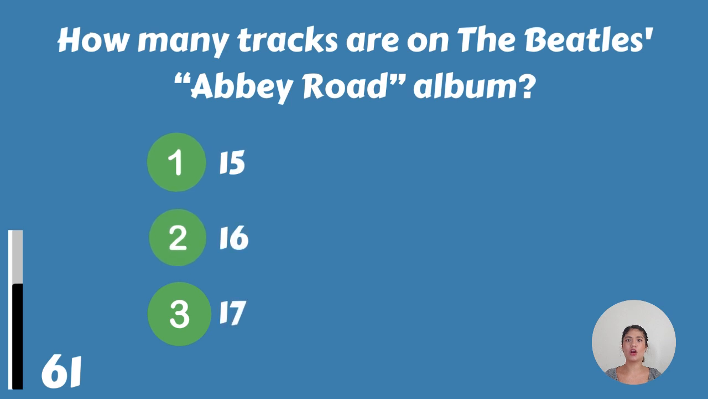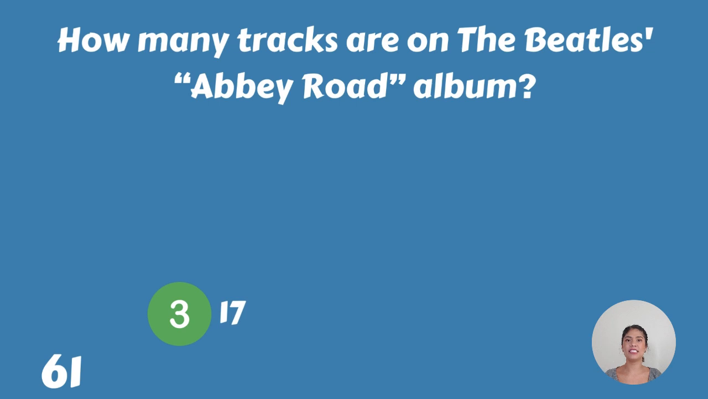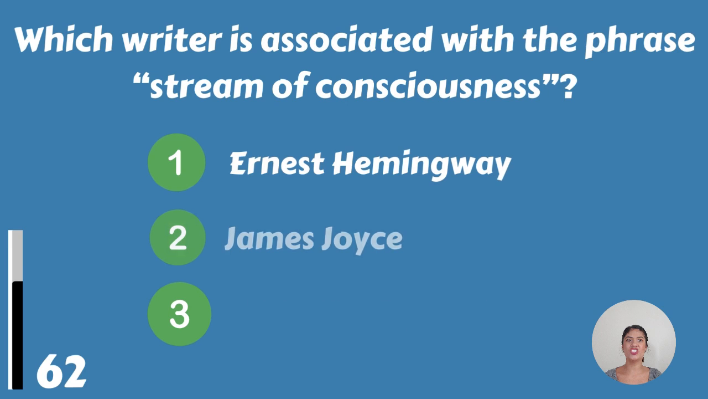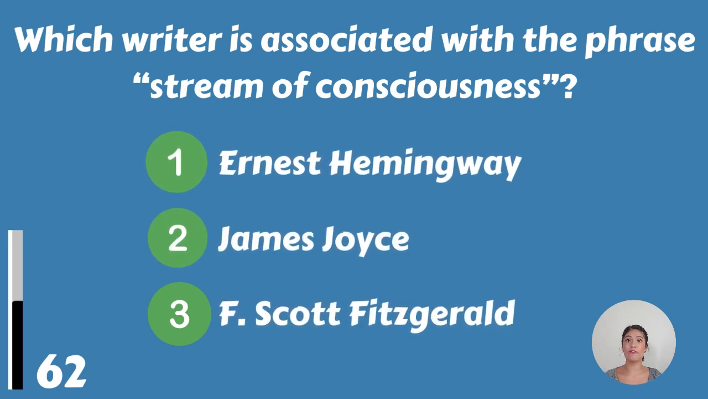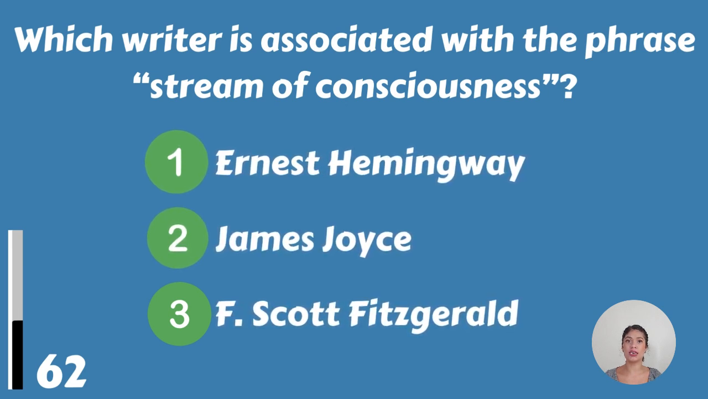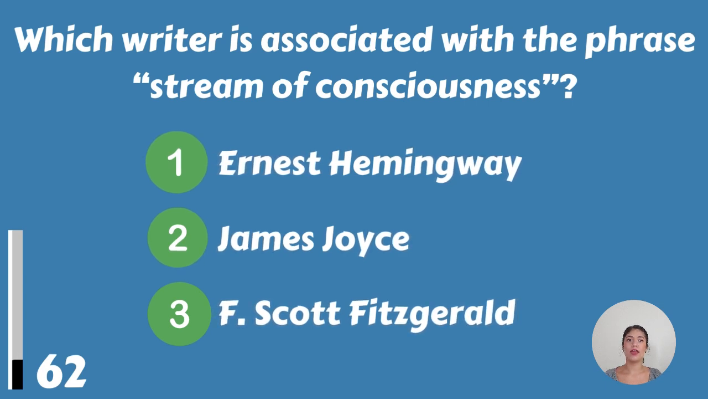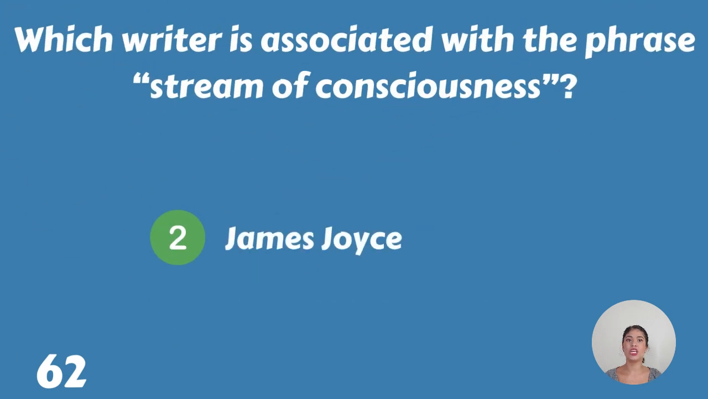How many tracks are on the Beatles' Abbey Road album? 15, 16, 17. 17. Which writer is associated with the phrase stream of consciousness? Ernest Hemingway, James Joyce, F. Scott Fitzgerald. James Joyce.